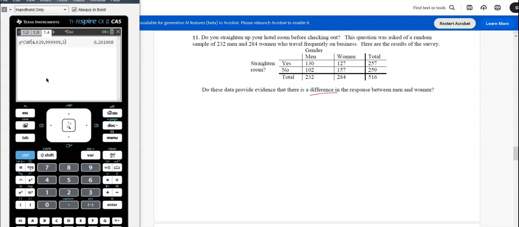So let's just start. So the null would be that there is no difference between men and women, and whether or not they clean their hotel room. The alternate is there is a difference between men and women in whether or not they clean their room. So then let's just start with the conditions here. So call the name of the test. This is a chi-squared test for homogeneity.